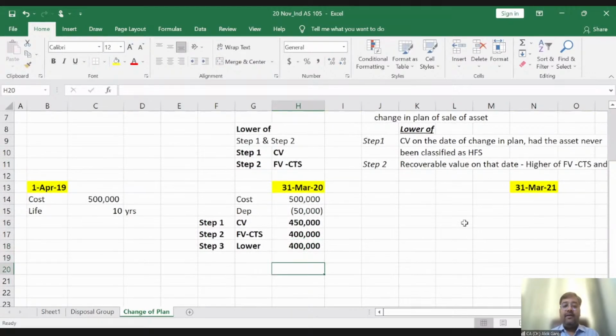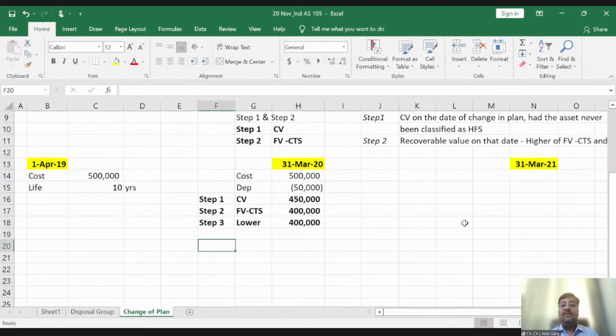What is your accounting entry? If it is 4 lakh rupees, then the carrying value is 4,50,000. The lower is 4 lakh. You have to recognize NCHFS at 4 lakh. What is the accounting entry?